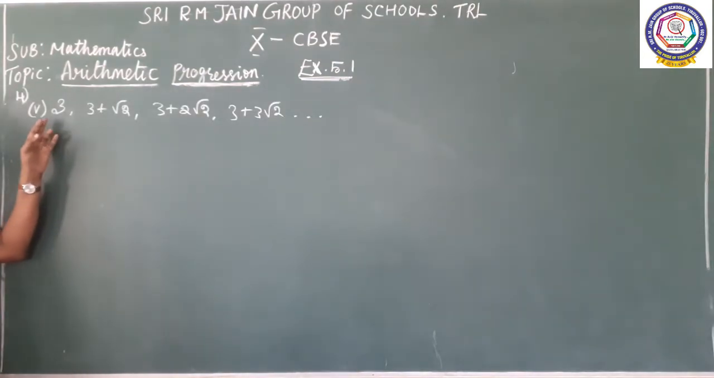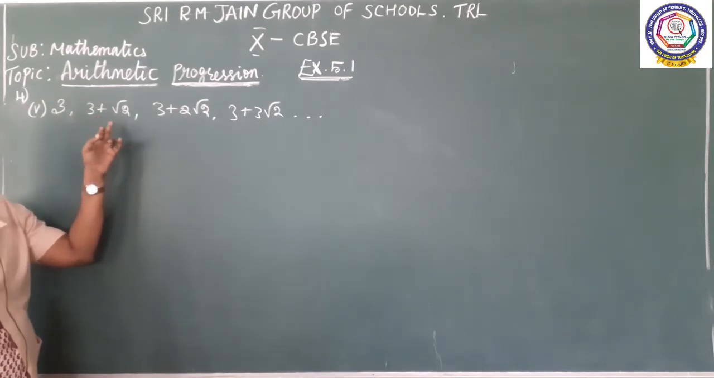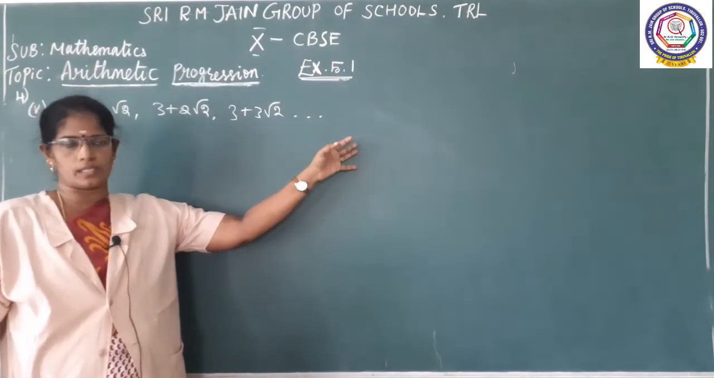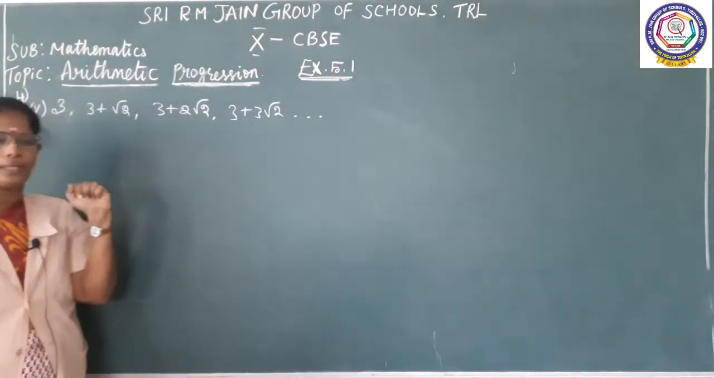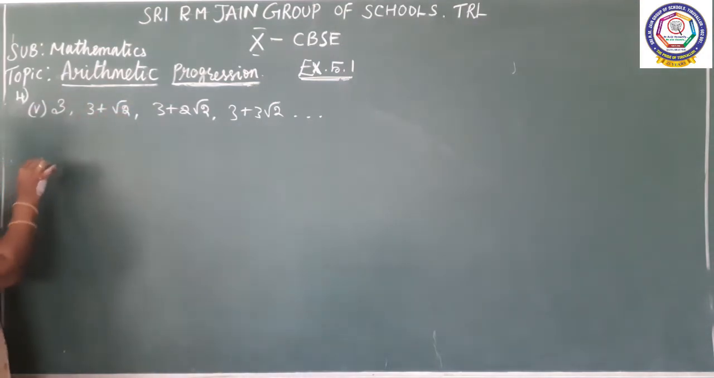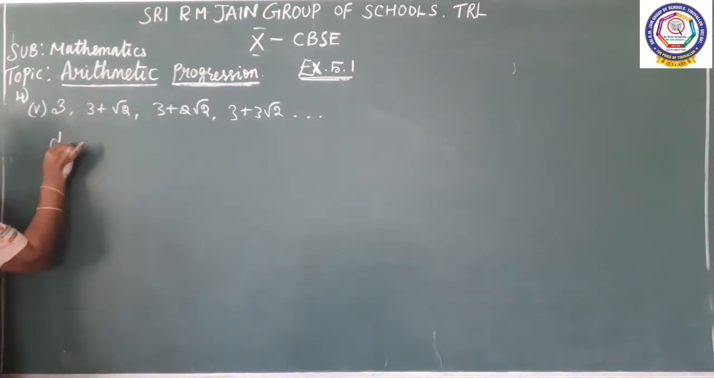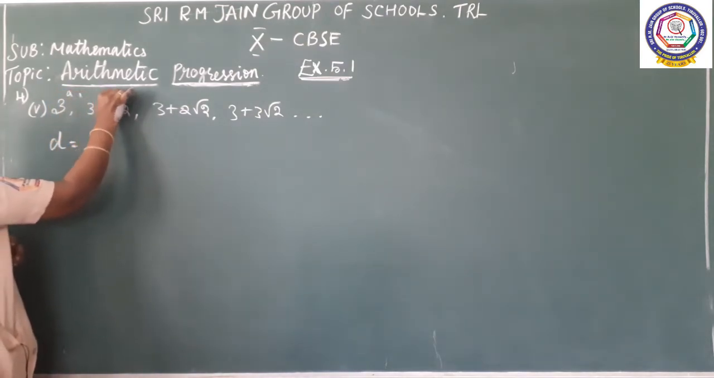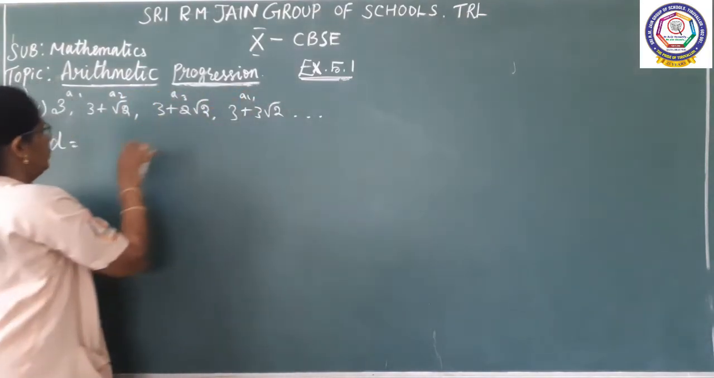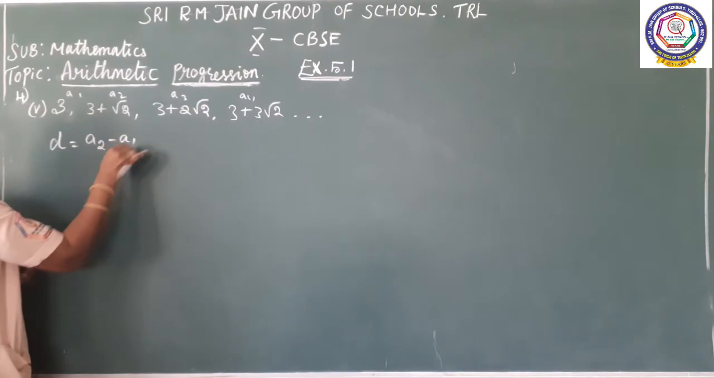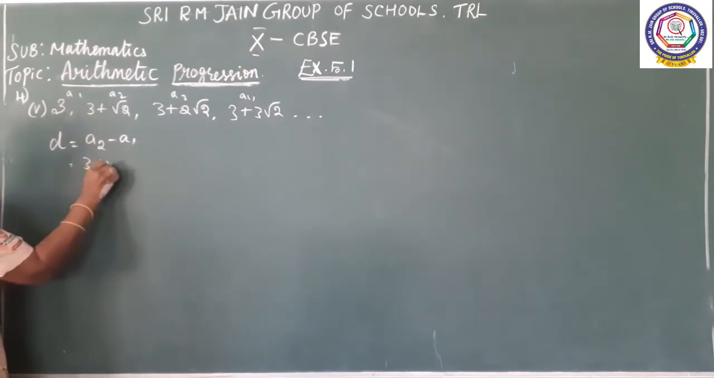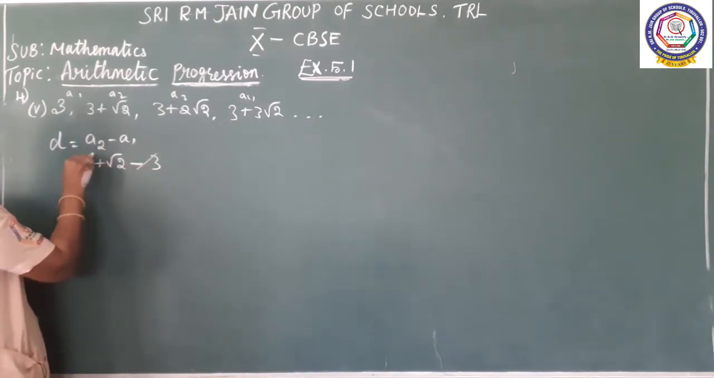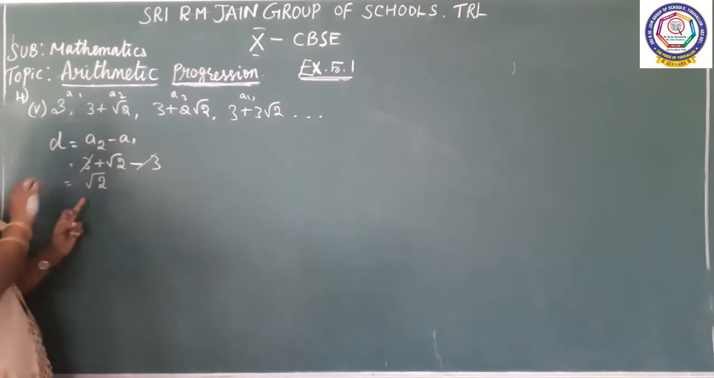Next subdivision, 5th one. 3 comma 3 plus root 2 comma 3 plus 2 root 2 comma 3 plus 3 root 2, up to etc. We have to check whether it is an AP or not. How can you check it is an AP or not? We have to find out the common difference. So how can you find out the common difference? Second term minus first term. This is A1, A2, A3, A4. So A2 minus A1. What is A2 here? 3 plus root 2 minus, what is A1? Here 3. Here minus 3 plus 3 cancel. We are getting square root of 2.